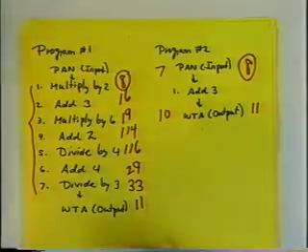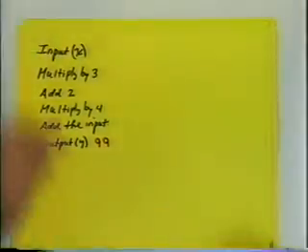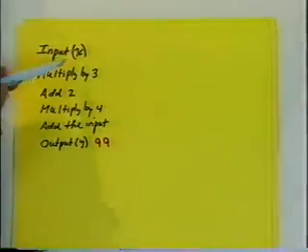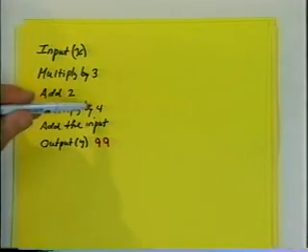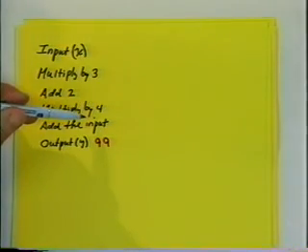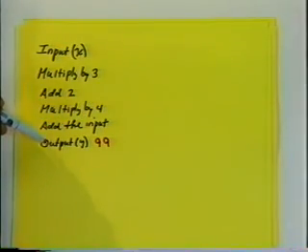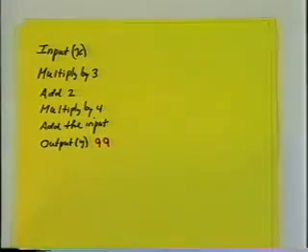Let's just look at a couple of more programs just to get the idea over here. Here's one that gave us trouble before. Let's start with an input, multiply by 3, add 2, multiply by 4, add the input, and the output turns out to be 99.